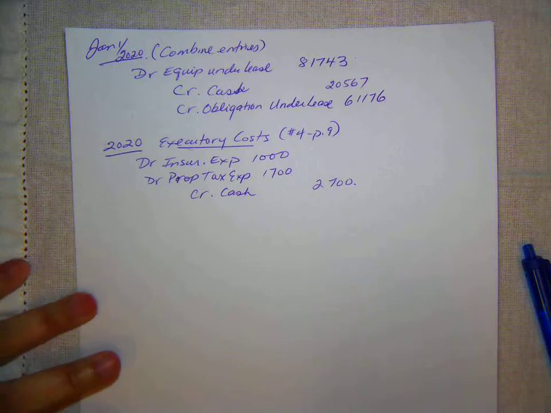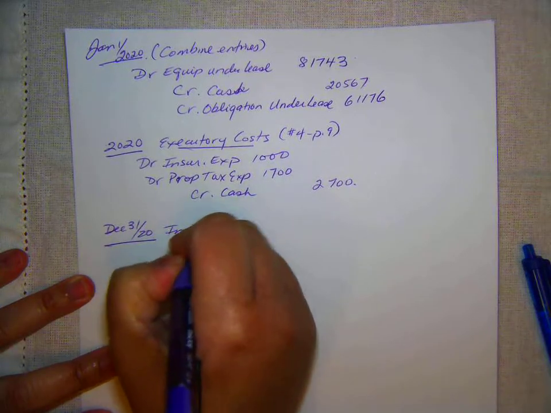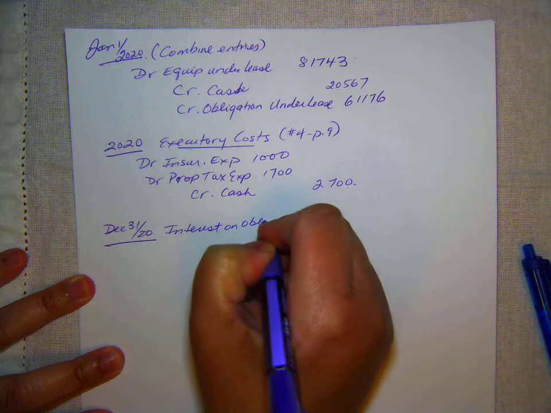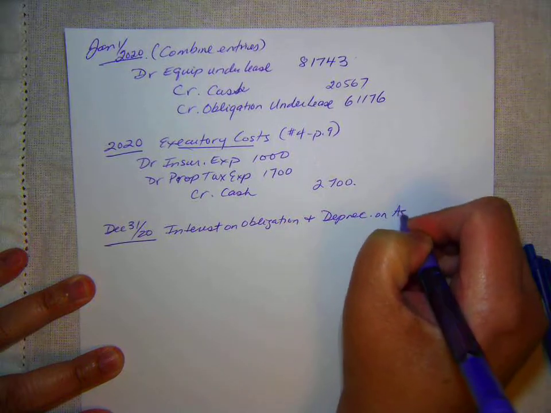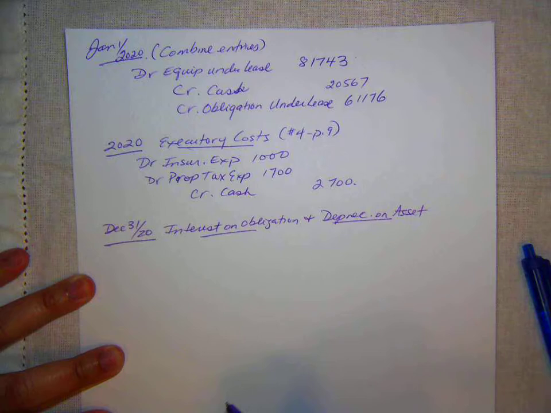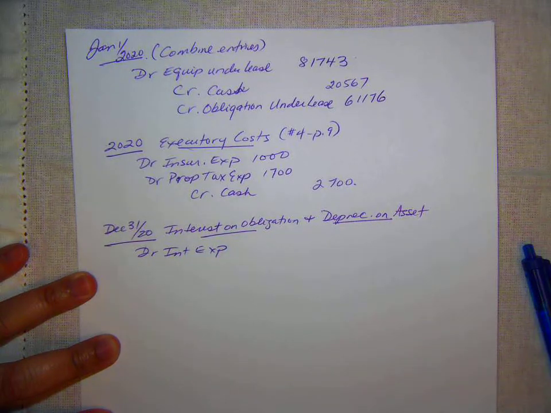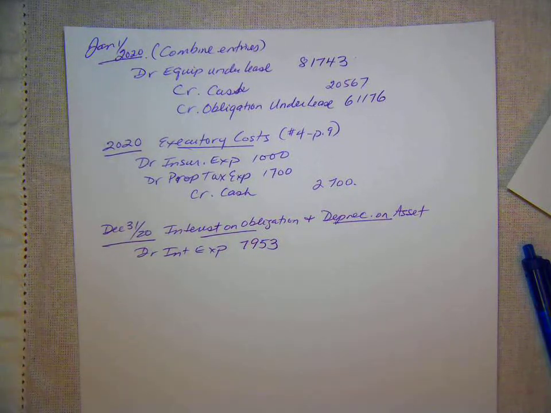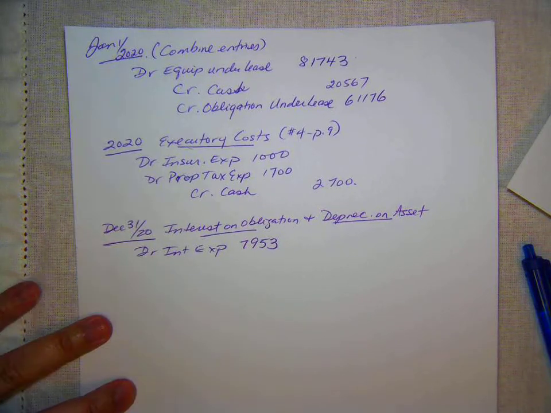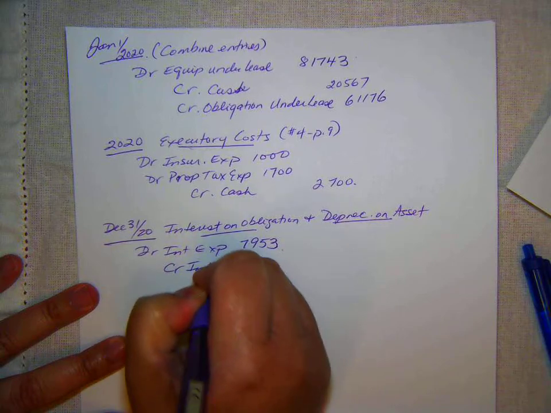Now, finally, we get to the end. So December 31st, 2020. And we need to record interest on the obligation. And we have to record depreciation on the asset. So we're going to debit interest expense for 7,953. Bearing in mind, if it wasn't a full year, if it was 9 months through the year as our year end, then you prorate it for 9/12, like we did in the other example. So we debit interest expense and we credit interest payable.